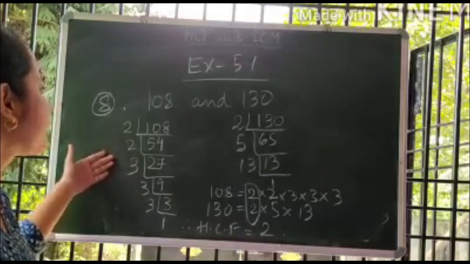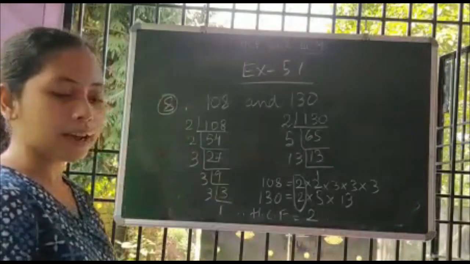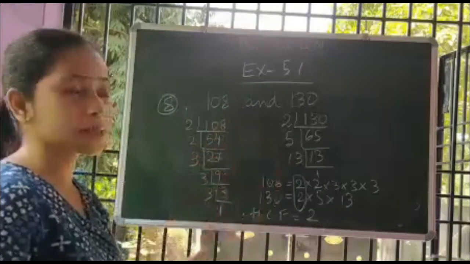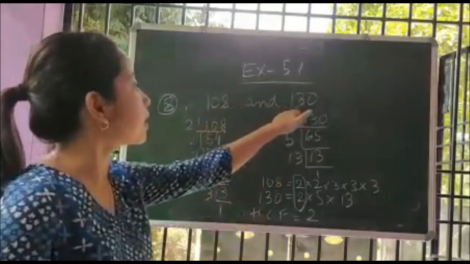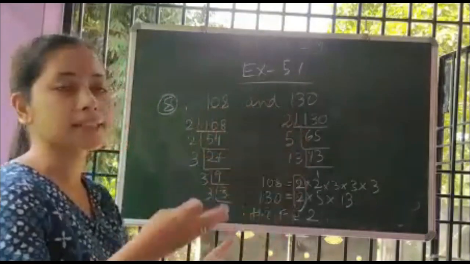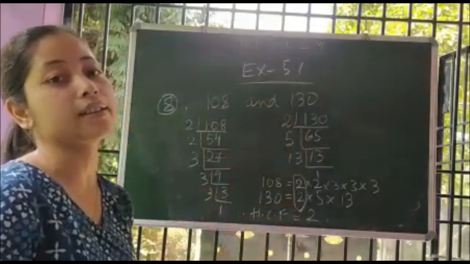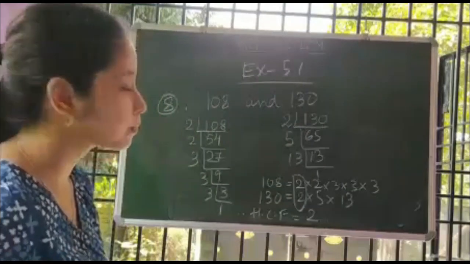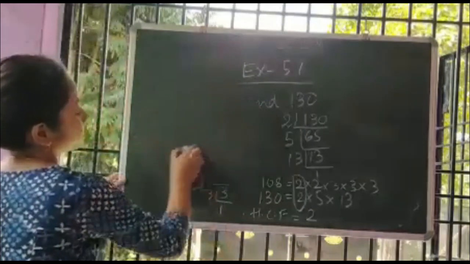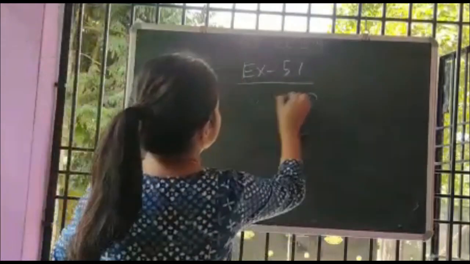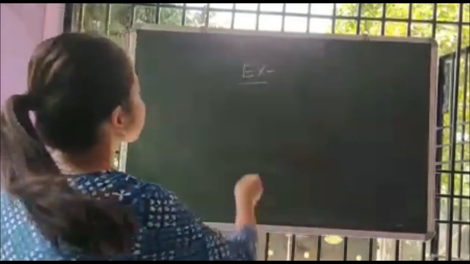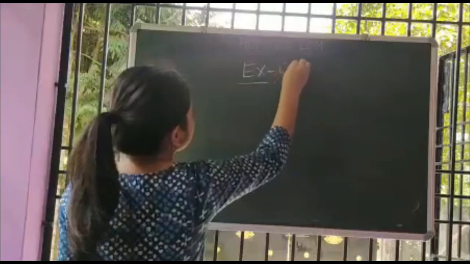I think you all are getting it. Okay. Now let us come to exercise 5.2. In exercise 5.2, 2 numbers are there. Now to find the ACF of 2 numbers in exercise 5.2, we will first see how to find the ACF of 3 numbers. ACF of 3 numbers, exercise 5.2.